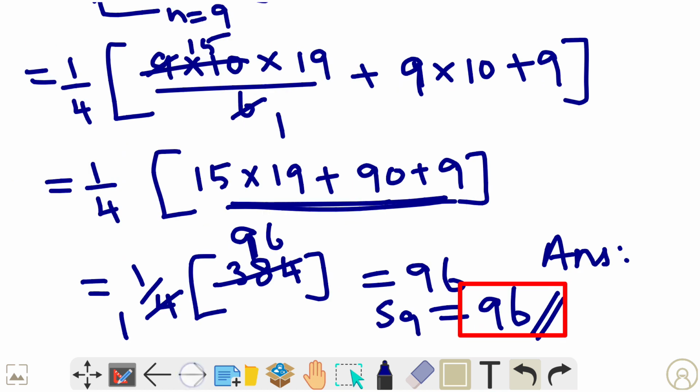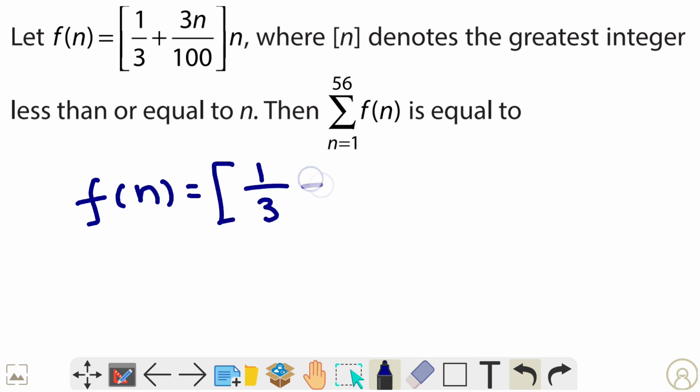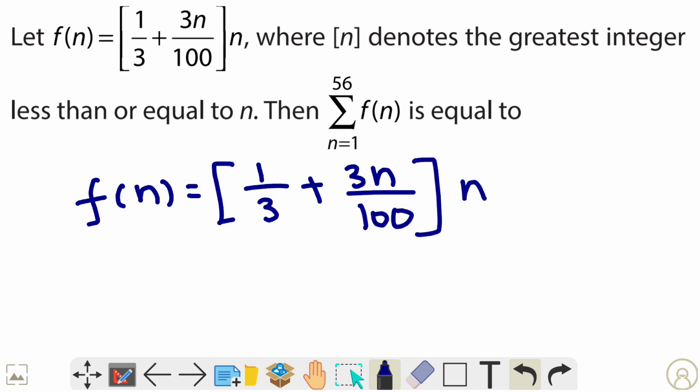Okay, now we move on to the second question. Look at the second question. We have a function f of n, which is equal to 1 by 3 plus 3n divided by 100, into the bracket n, where the square bracket n denotes the greatest integer less than or equal to n.